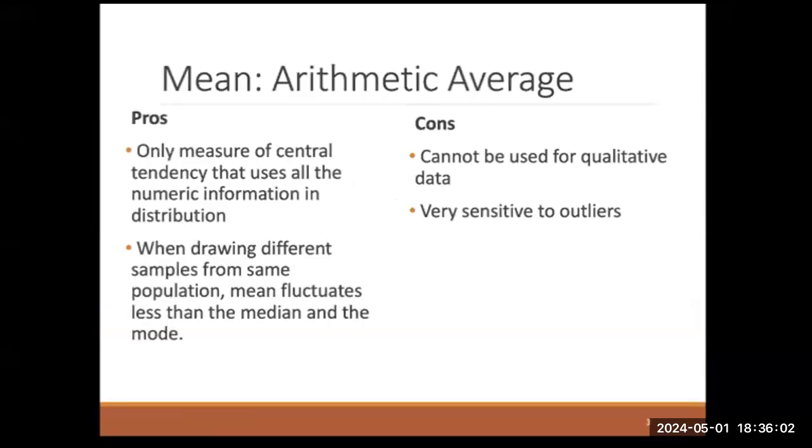The pro to the mean is that it's the only measure of central tendency that uses every single piece of numeric information in the distribution. And when drawing different samples from the same population, what you see is that the mean actually fluctuates much less than the median and the mode. The con for this is that it can't be used for qualitative data. So in other words, you cannot use it for nominal or ordinal data, and it is very sensitive to outliers.